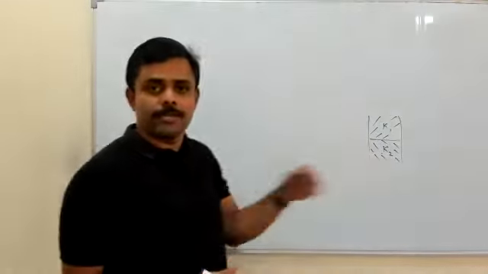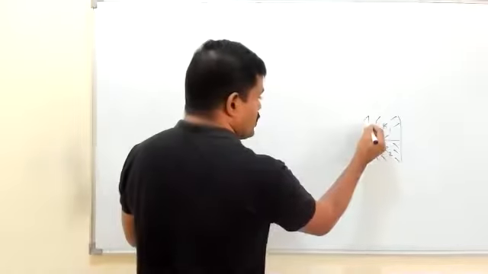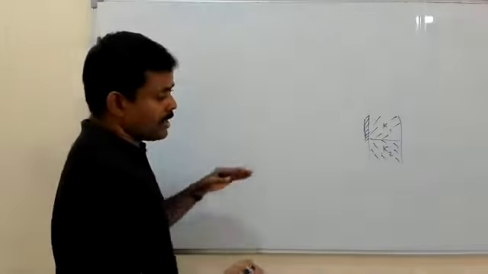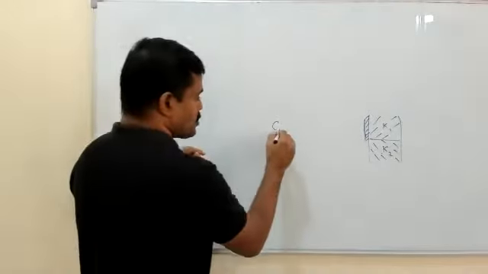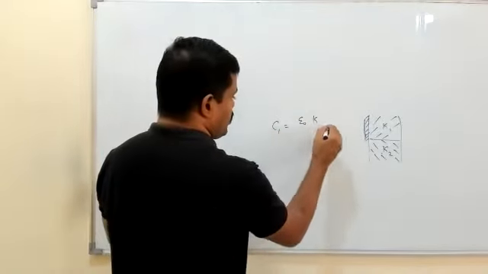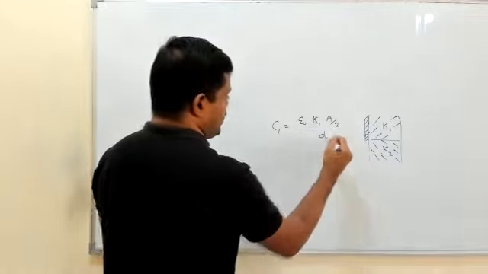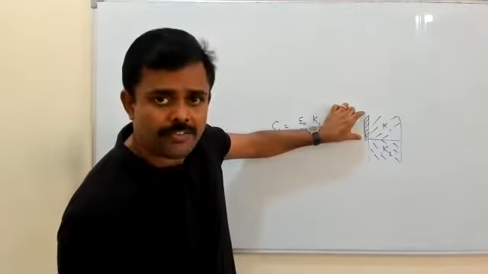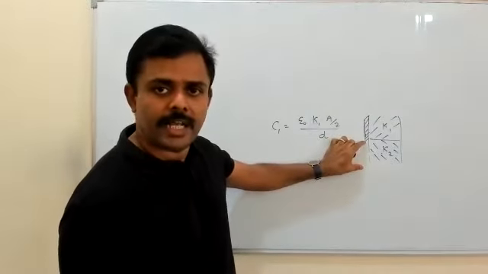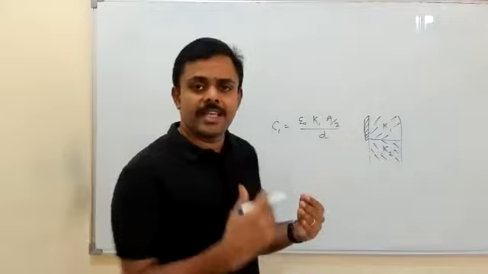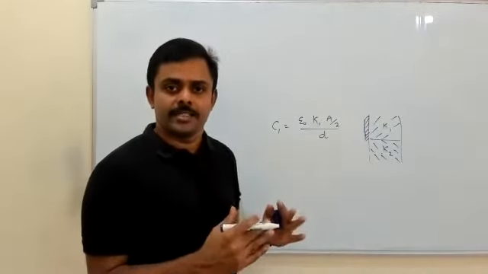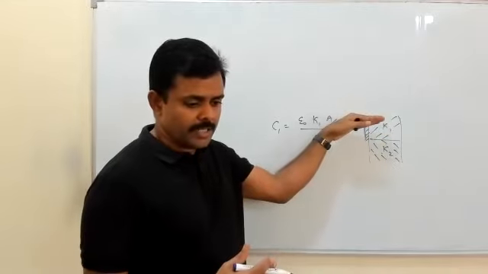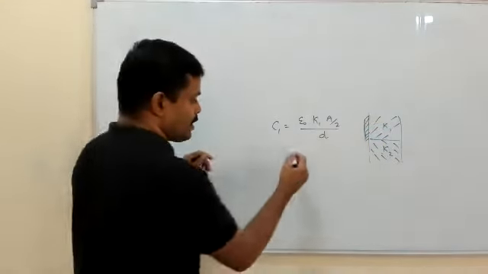Parallel combination is top and bottom, no? So the top half gets only half the area. So C1 will be epsilon 0 K1 A by 2 by D. Why? Because look at this, half the area goes with the top half. Bottom capacitor gets half the area. When I say area, I mean area of one plate. Half the area goes with the top capacitor, half the area goes with the bottom capacitor.